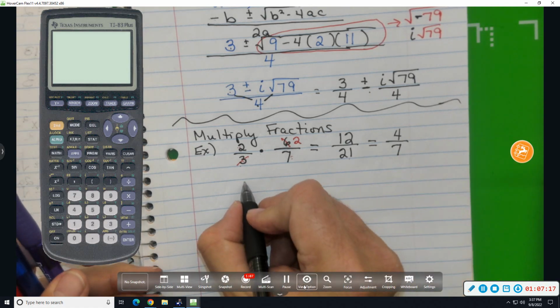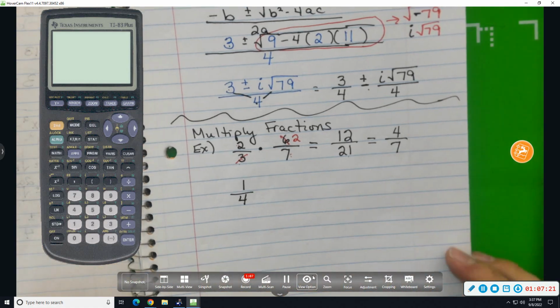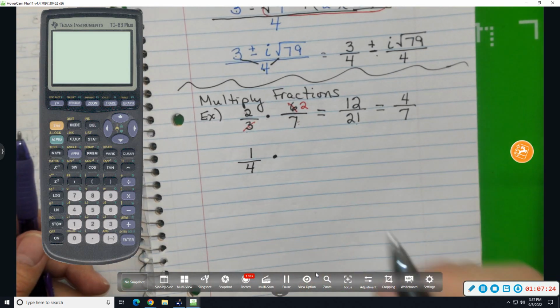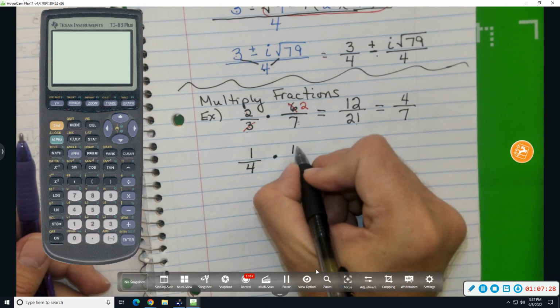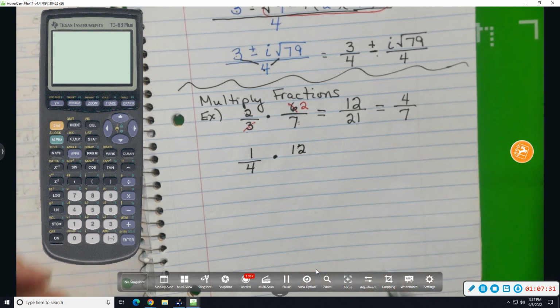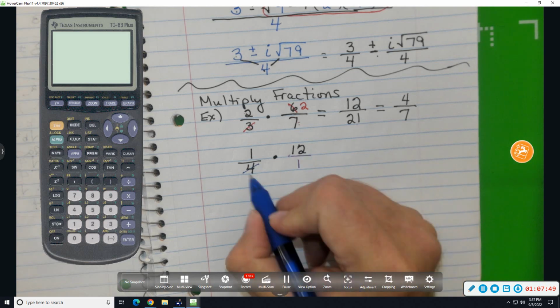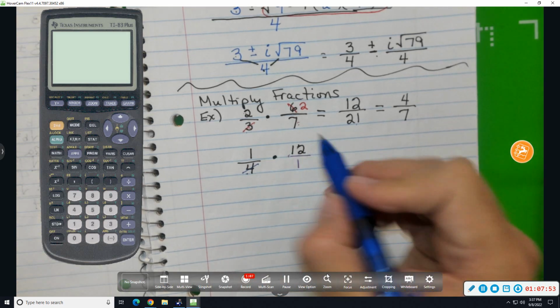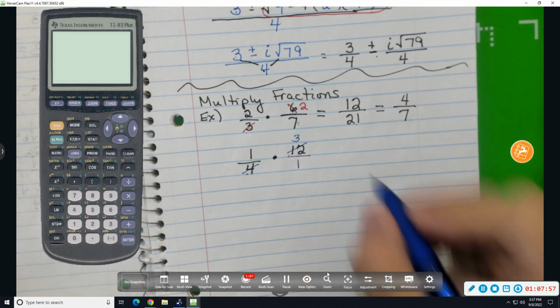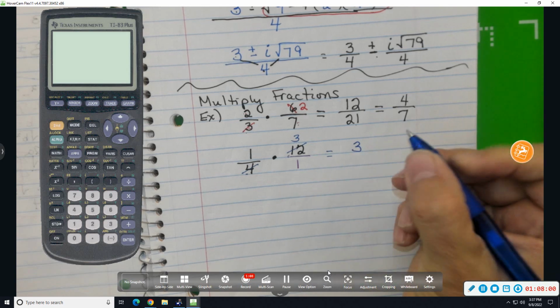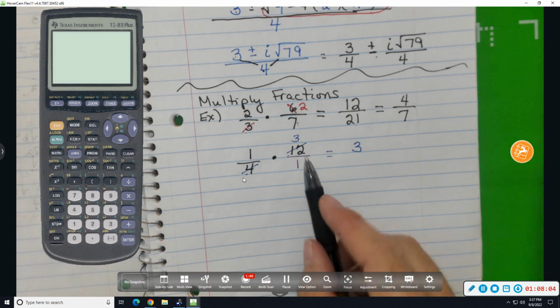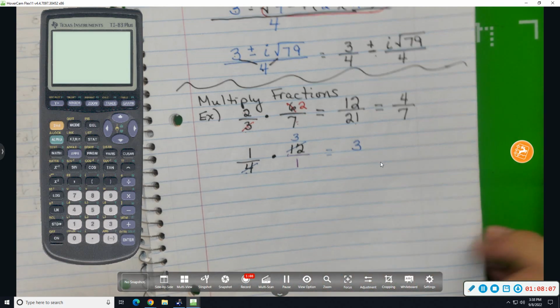Let's do another one. Suppose we had 1/4 times, oh, this is going to be tricky, 12. 1/4 times 12. You might think, well, wait a minute, there's not a fraction there with the 12. Sure there is. Think of it as 12 over 1. And could I do the cross-canceling there? 4 goes into 12 3 times. So we'd wind up with 1 times 3 is 3, all over 1. Yeah, I agree. You'd be left with just a 3.